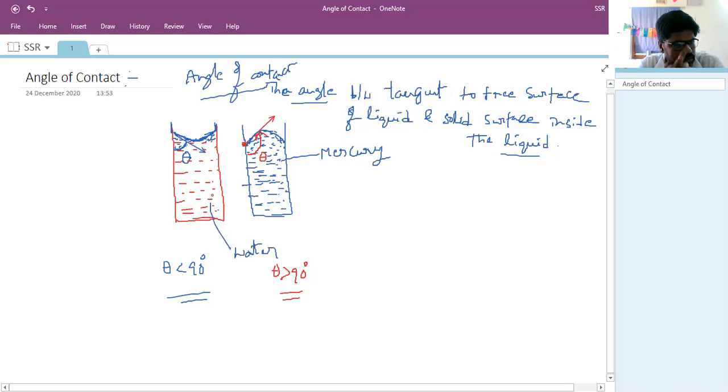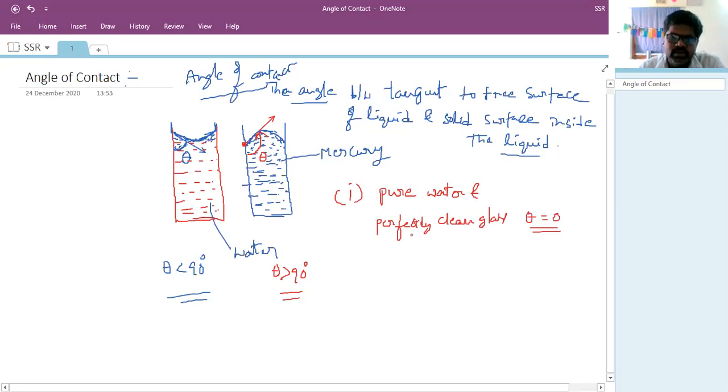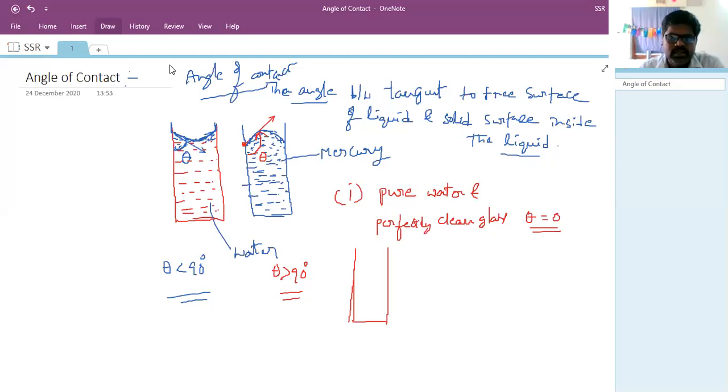So how is it changing and what are the values? Suppose you take cases. Case 1, for pure water and perfectly clean glass, the angle of contact is 0. Then how is it like this? For pure water, you can take this perfectly clean glass. Inside this, you can take pure water like this.